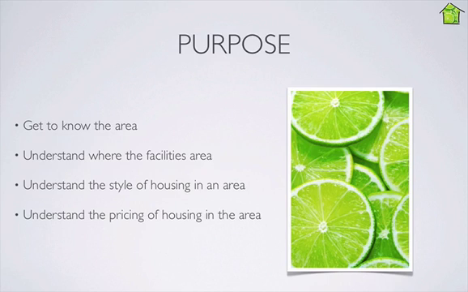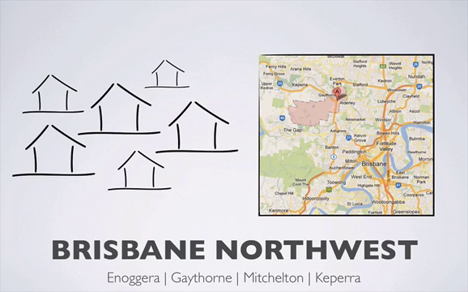You can map out all the facilities of an area, then you can map out things like sold prices or listing prices onto your map and get a really good understanding of the pockets that occur within a location. So in this particular example, we're going to have a really quick look at a pocket of Brisbane's northwest, and it covers Enoggera, Gaythorne, Mitchelton and Keperra.